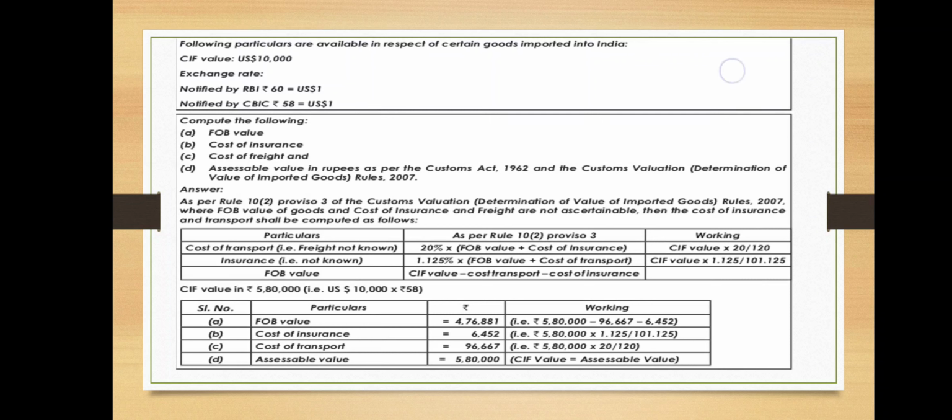Rule 10 subsection 2 of the Customs Valuation rules. So here there is a small problem, so that we can get a clear idea about the calculations. So here the CIF value is given, and the exchange rate is also given. From that information, what we have to do is calculate the FOB, cost of insurance and cost of freight.